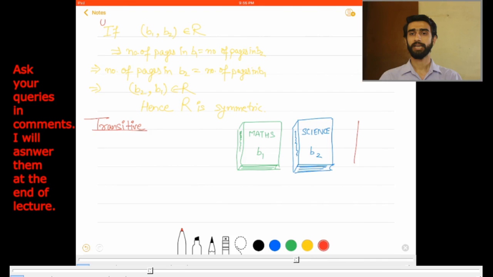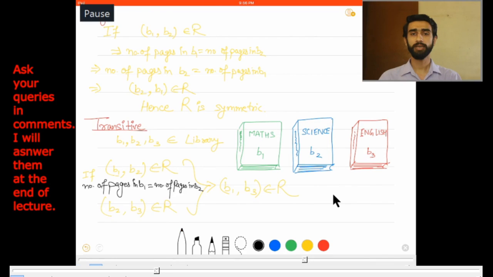Now let's talk about these books. What is the condition? If B1, B2, B3 belongs to the set, these three books. If B1, B2 belongs to R, B2, B3 belongs to R, then what should be true? B1, B3, first and third, these should belong to R. So number of pages in book B1 equals number of pages in book B2. This is the meaning of B1, B2 belongs to R.